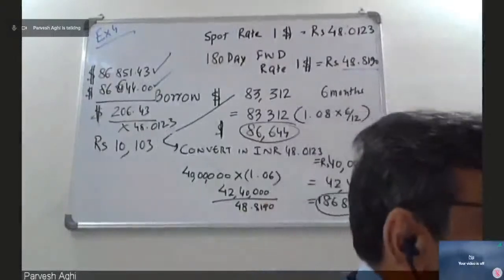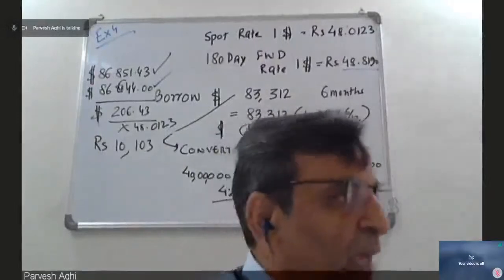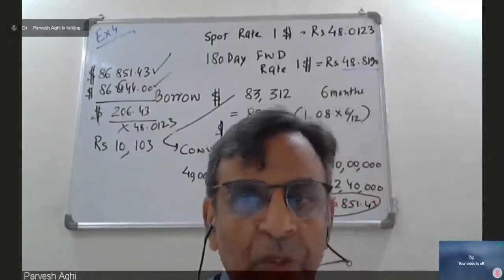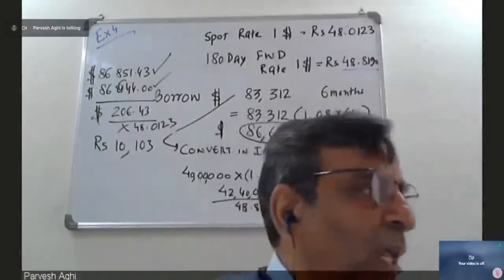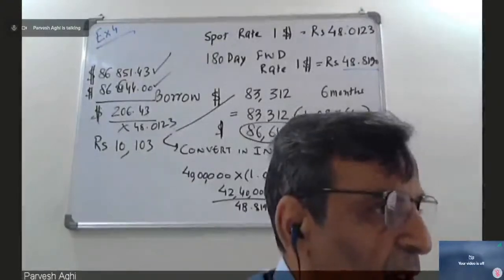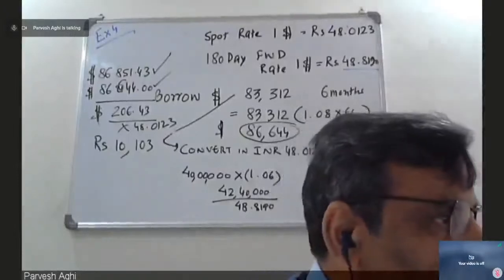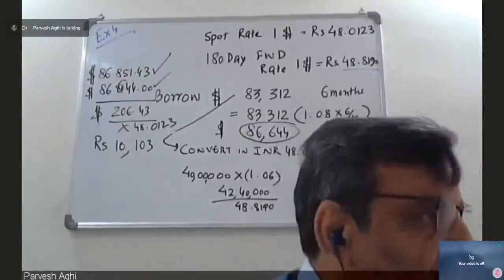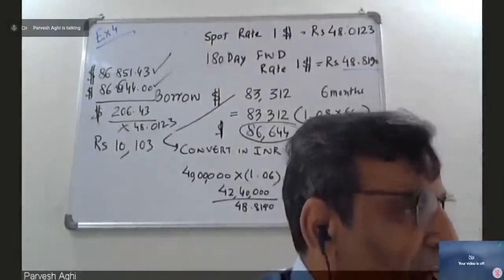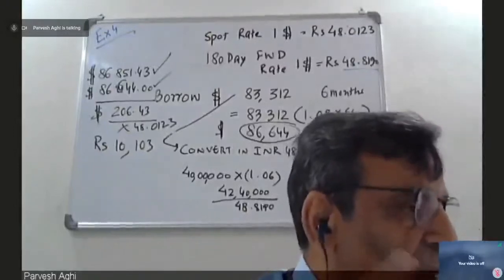Then the speculators. They are not importers, not exporters. They only take a long position or a short position without any underlying exposure. If they think the dollar will appreciate, they take a long position in the dollar, and if it happens, they make money. Otherwise they have no interest in any underlying exposure. Their motive is just to make money.